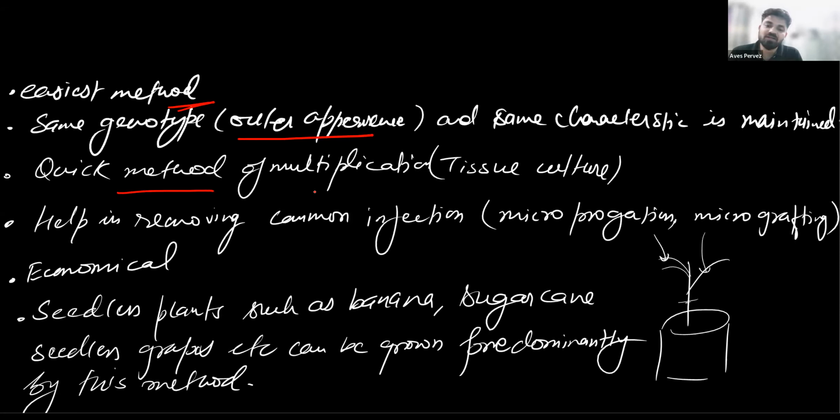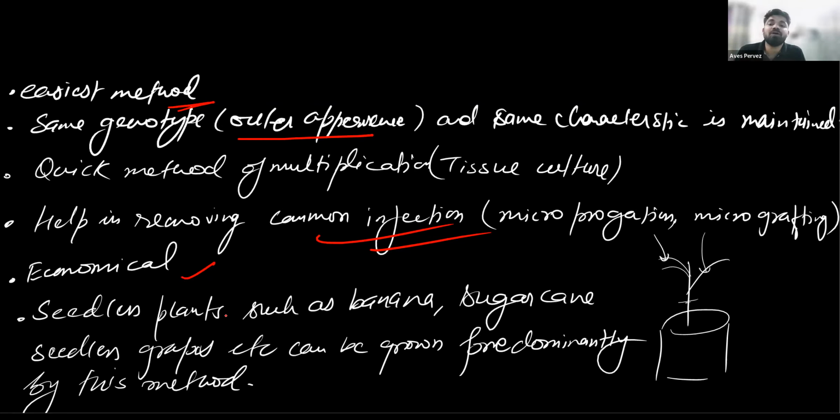The next one is a quick method of multiplication. A quick method of multiplication helps in removing common infections. For example, if our plant is infected, but some areas are not infected, we can take the part of the plant which is not infected and grow a new plant from that. So from the infected plant, we can grow a new plant which is not infected. So it helps in removing common infection, through micropropagation and micrografting. And it is economical, because it is a cheaper method. We can grow thousands of plants from a single plant, so it is economical.